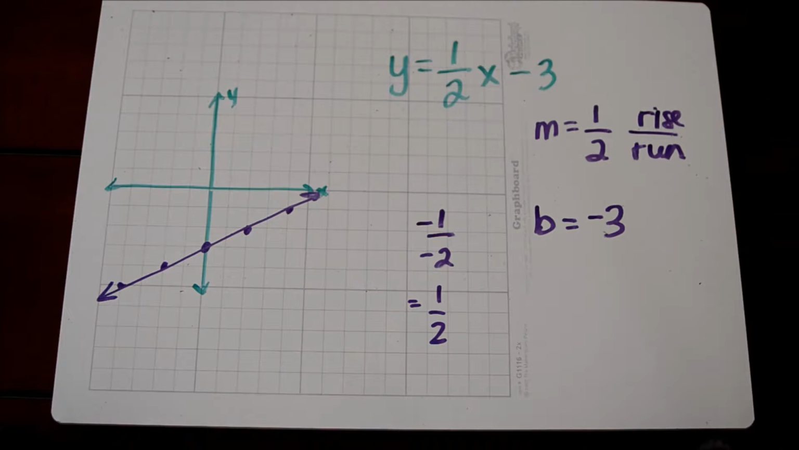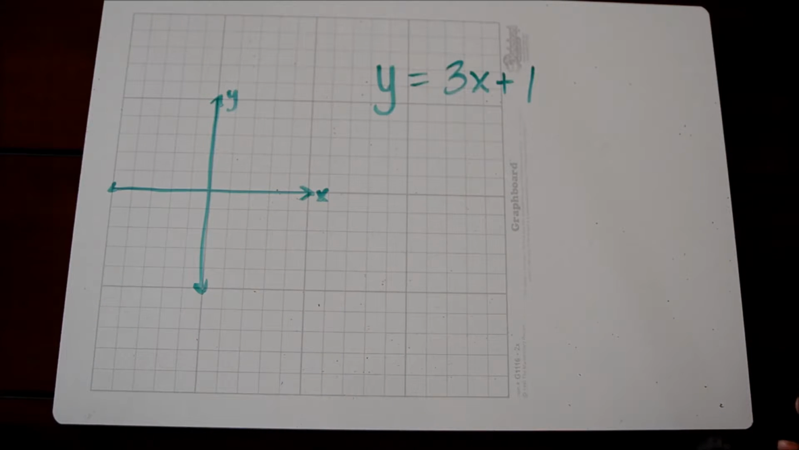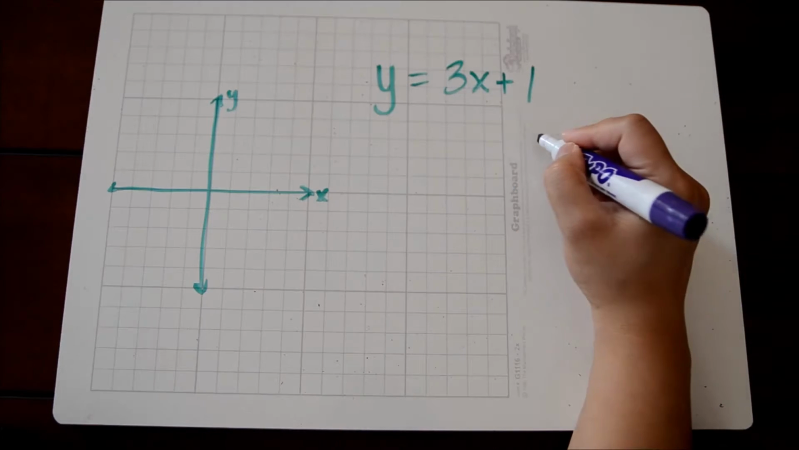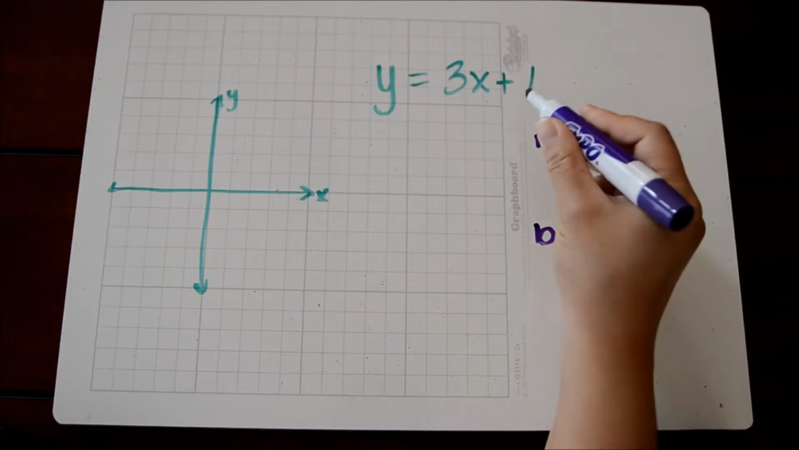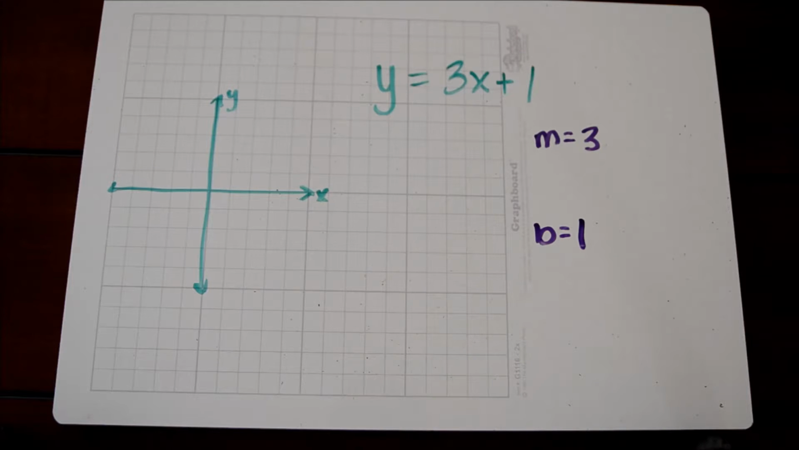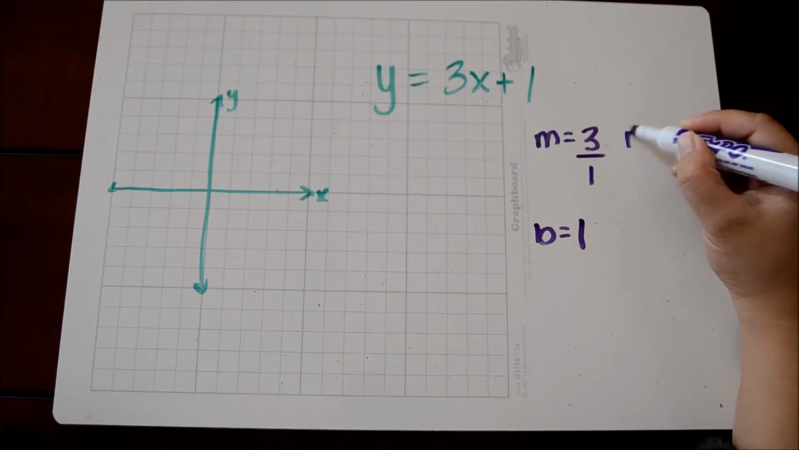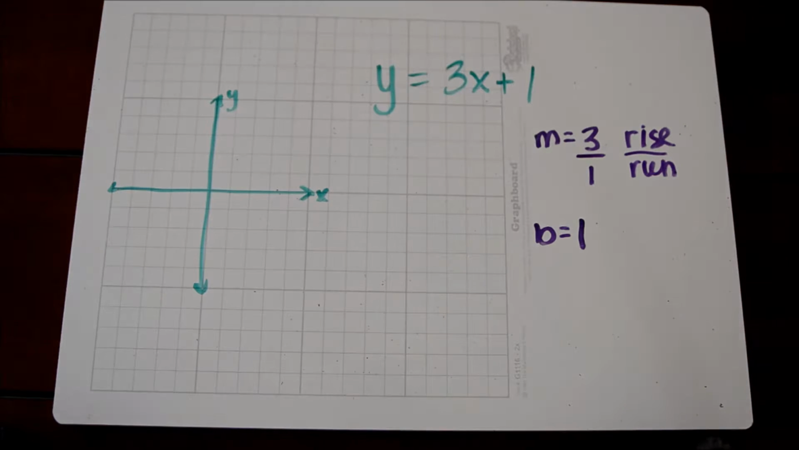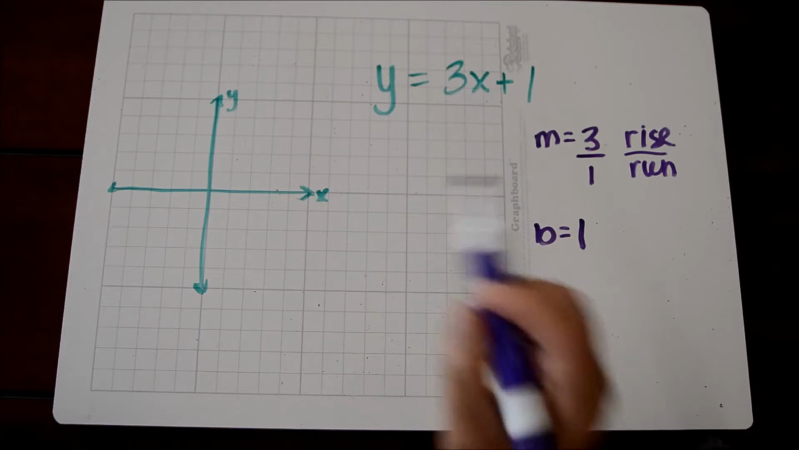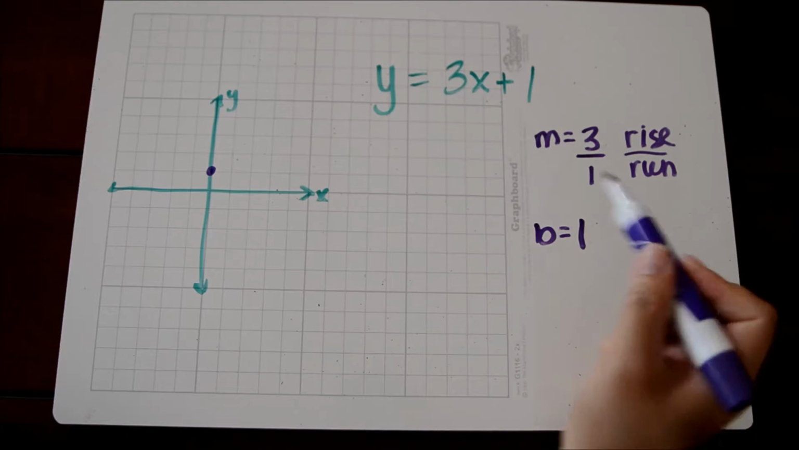Let's take a look at our second example. Here we have y = 3x + 1. Our slope is 3 and our y-intercept is 1. So the slope of 3 could be rewritten as 3 over 1. It might make it a little bit easier to graph if we have it written as a fraction. Keep in mind this is our rise over run, or our change in y over change in x. We'll plot the y-intercept first and we'll use our slope to finish the graph.